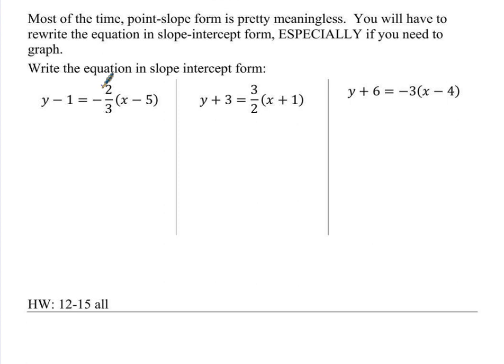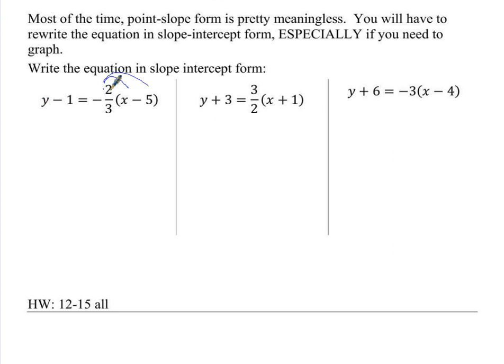The first thing you're going to do is distribute. And then the last thing you're going to do is move this term to the other side. That's it. It's two moves. The math might involve fractions. Deal with it. It's not a big deal. It's two moves to go from point slope form to slope intercept form.